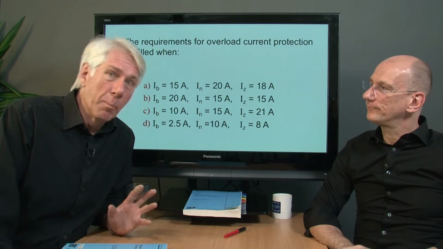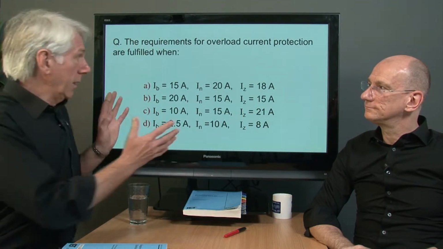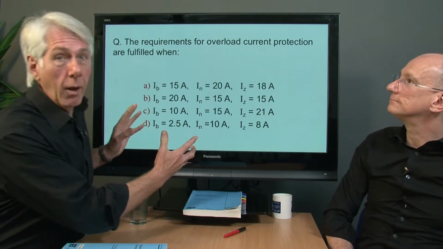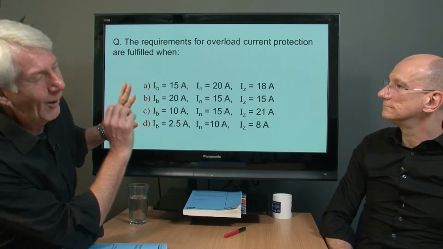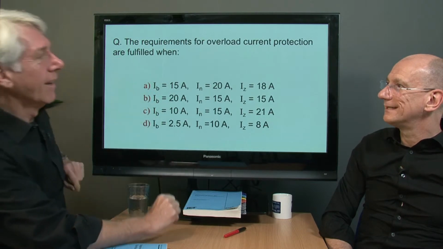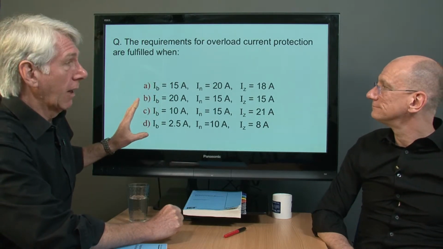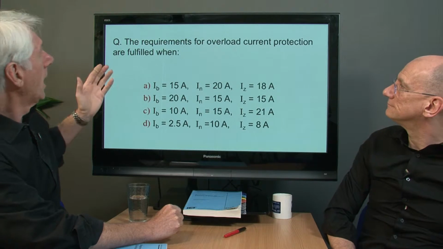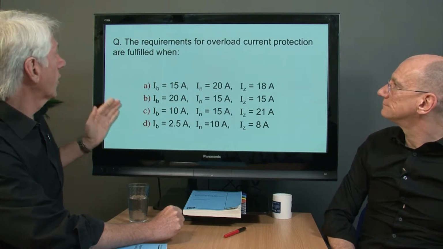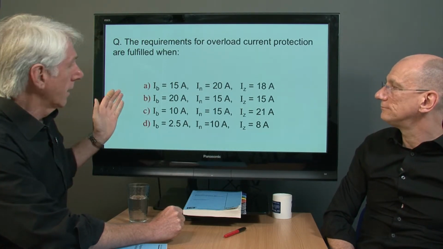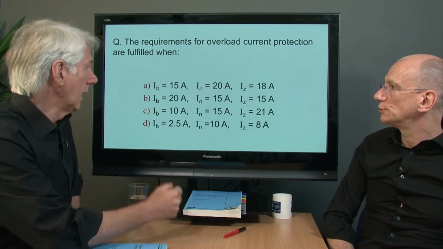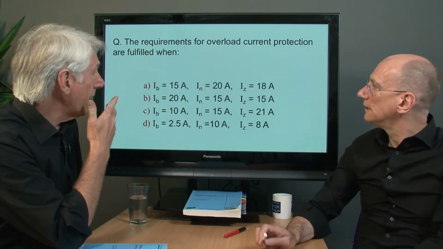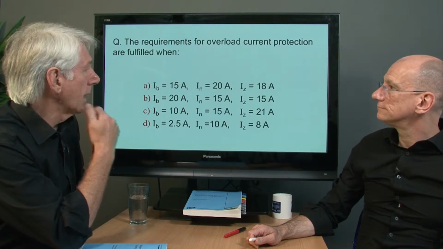This question is a bit of a classic because when it first appears on the screen in the exam, I know a lot of people go, no, away, because it looks like one of those horrible calculation questions. In fact, it's not. The requirements for overload current protection are fulfilled when, and it simply gives you this list of options. So where do we start, Gaz? Even though I know it's a simple question, how do we give some tips?